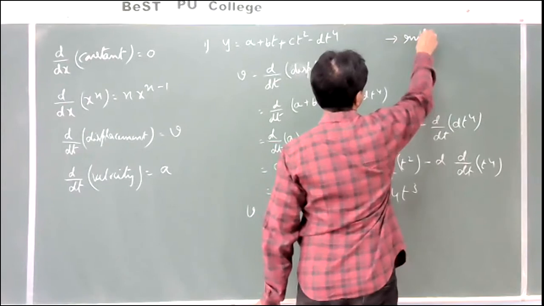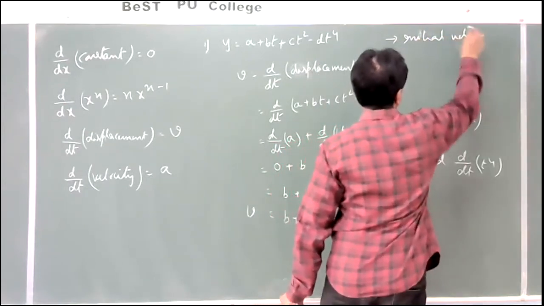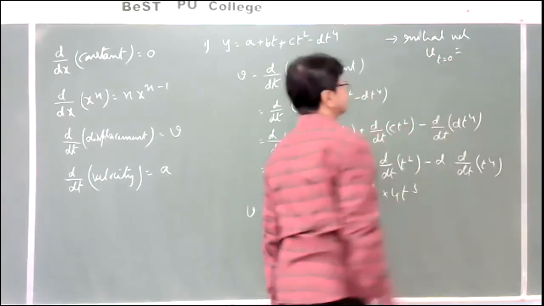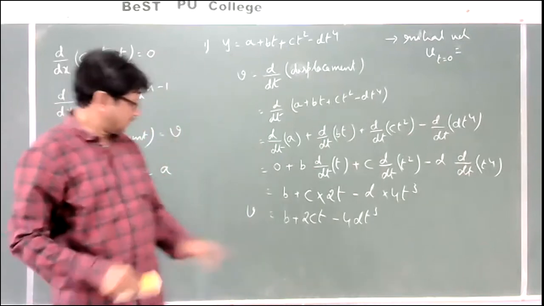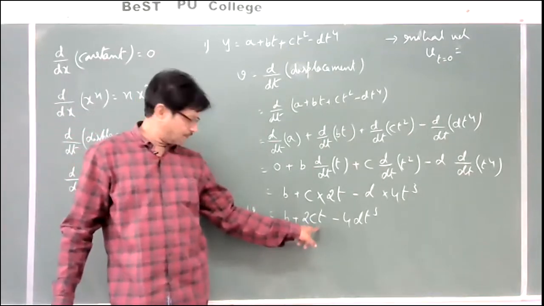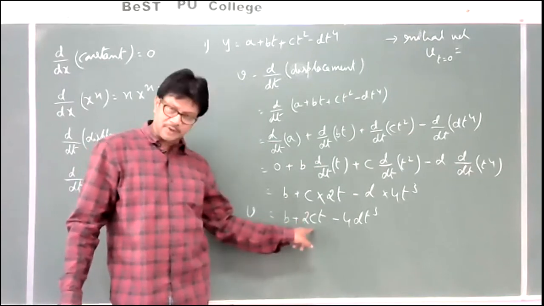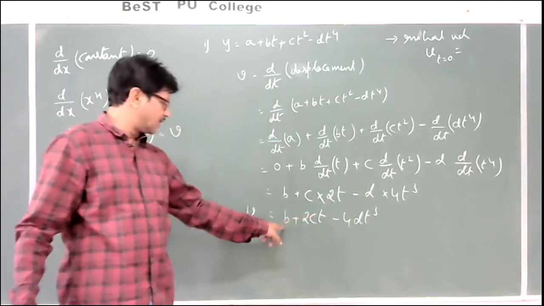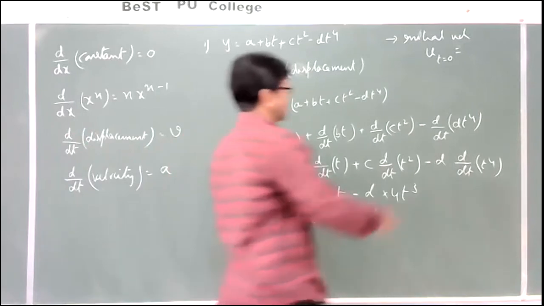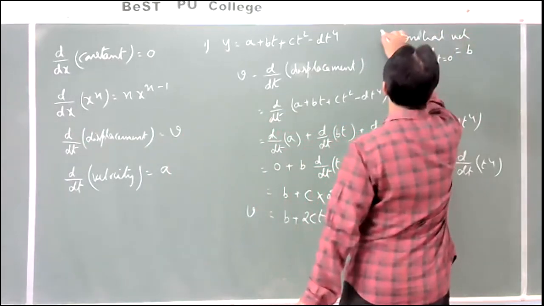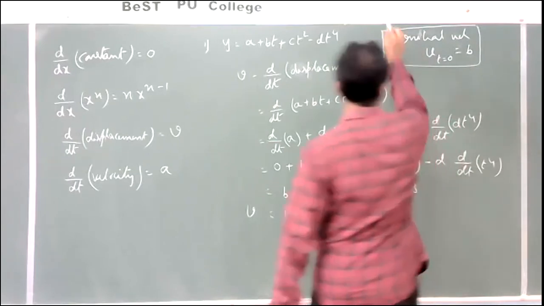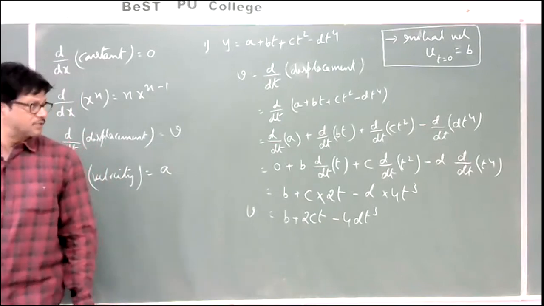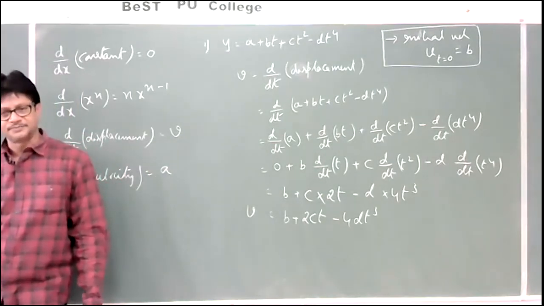So based on that, initial velocity u means we have to take at t is equal to 0. If we take t is equal to 0, this entire term will become 0. Then what is left? B is left. So the initial velocity is equal to B. Like that, we can find the initial velocity of a body by using this beautiful differentiation.